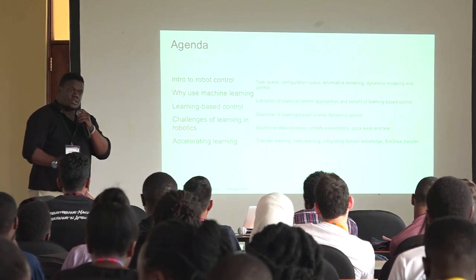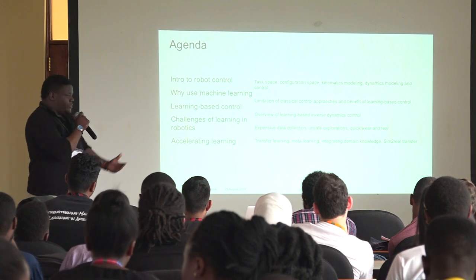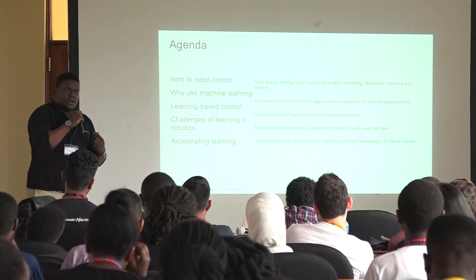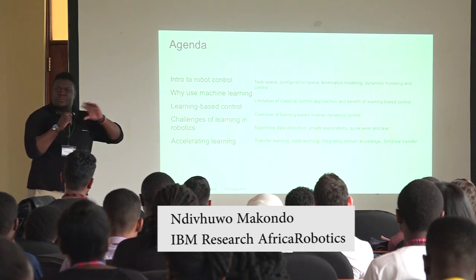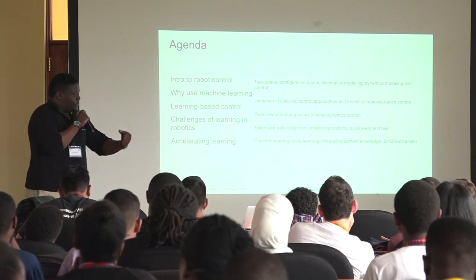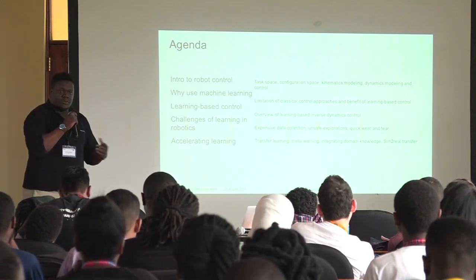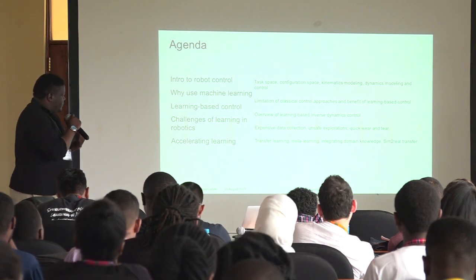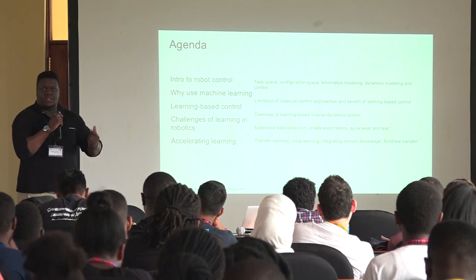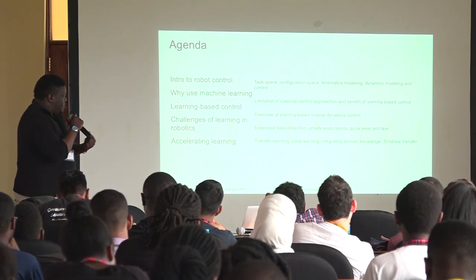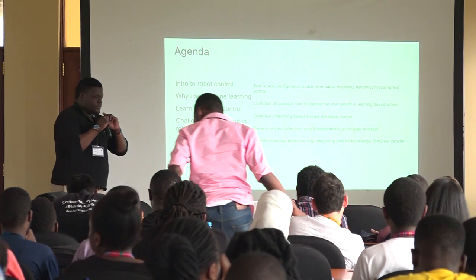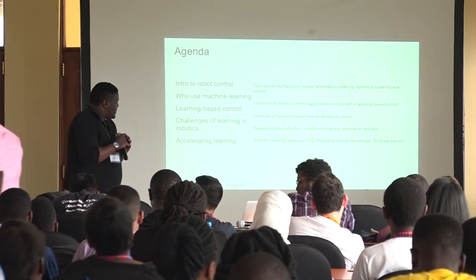So the agenda of my talk looks as follows. I'll give a brief overview of robot control and some motivation of why you want to use machine learning over some of the classical approaches. I'll give an overview of supervised learning approaches that have been applied over the past few years and some of the challenges faced when you're trying to collect data from physical robots for control. And lastly, I'll talk about some of the work being applied to address some of these issues.